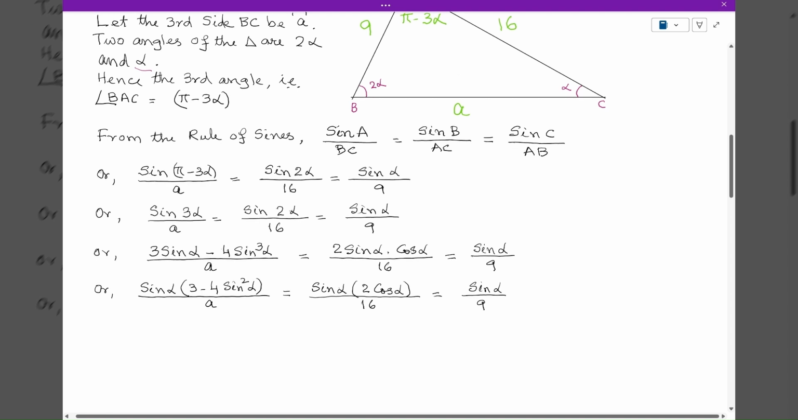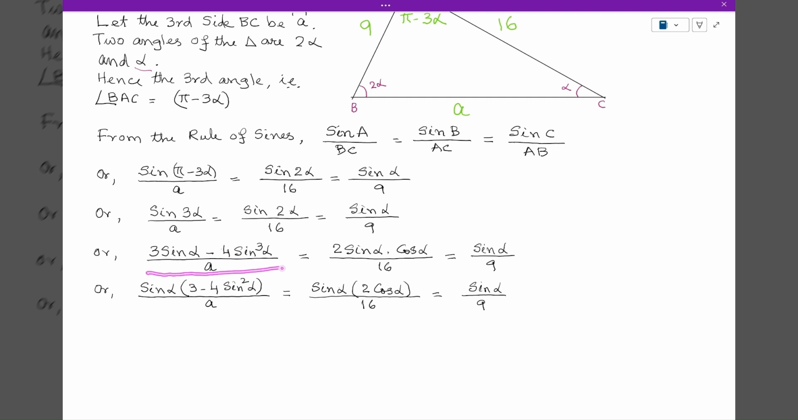Now, sine 3 alpha is equal to 3 sine alpha minus 4 sine cubed alpha. Therefore, we can write 3 sine alpha minus 4 sine cubed alpha divided by A is equal to sine 2 alpha by 16. Sine 2 alpha is 2 sine alpha multiplied by cos alpha. So we get this whole thing is equal to 2 sine alpha multiplied by cos alpha divided by 16, and that is equal to sine alpha divided by 9.